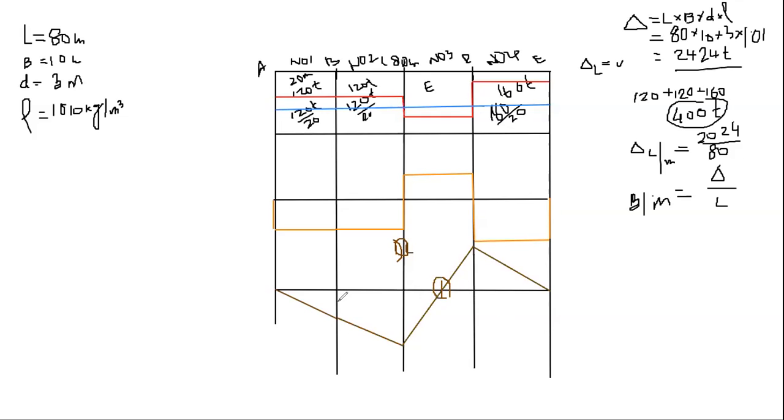We have calculated this value. We know this value. We know this distance. This distance is known to us. This is 20 meters. We need to find out this value, because we need to find out the bending moment of this point.